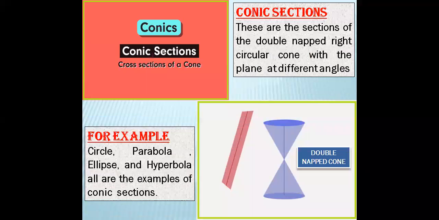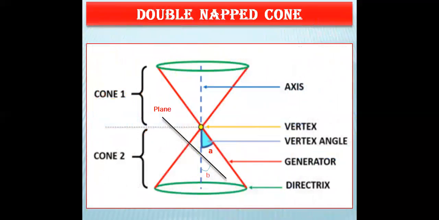All these shapes are called conic sections because these are obtained from the sections of a cone. First of all, what are conic sections? These are the sections of a double napped right circular cone with a plane at different angles. In this picture, we have shown the double napped cone and a plane. When a double napped cone is cut by the plane at different angles, different sections of the cone are obtained. These sections are called circle, parabola, ellipse, and hyperbola.